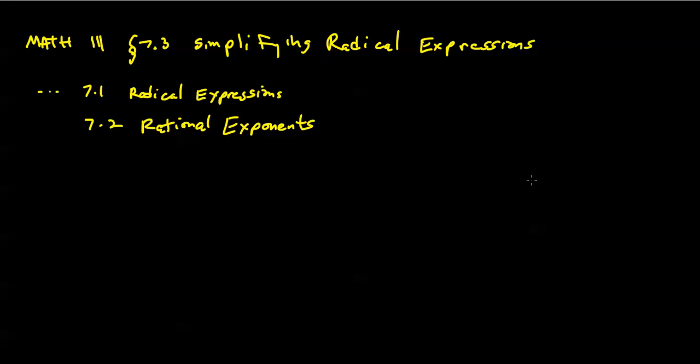All right, good morning. Today we're going to talk about Math 111, Section 7.3, entitled Simplifying Radical Expressions. Take a look back at 7.1. Basically, we covered the foundations, defined and manipulated some simple radical expressions, and talked about roots and what it means to be taking a root, etc.